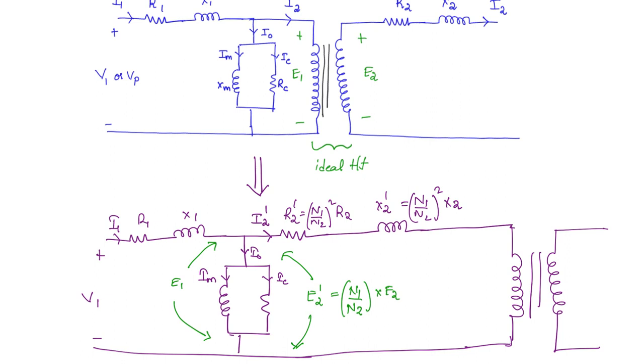And what about this voltage here? This is also going to be V2 dash. This is going to be N1 by N2 into V2, okay. But remember, V2 dash is not equal to V1, only E2 dash is equal to E1. Now this ideal transformer part we can simply ignore for our analysis.